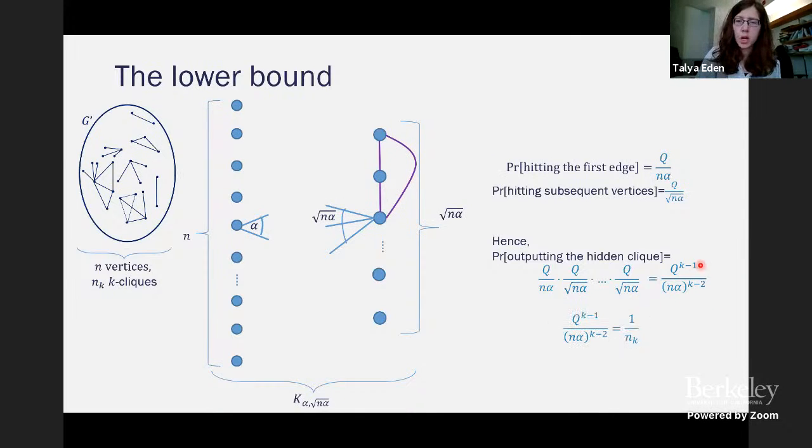Okay, and if I say that this probability must equal 1 over n^k, right? Because I want this k-clique to be returned with uniform probability, then we get that q is omega of this expression, right? We just move n alpha here and take the root of 1 over k minus 1. So this is the expression we had before. So despite the fact that it looks kind of artificial, this is actually tight.